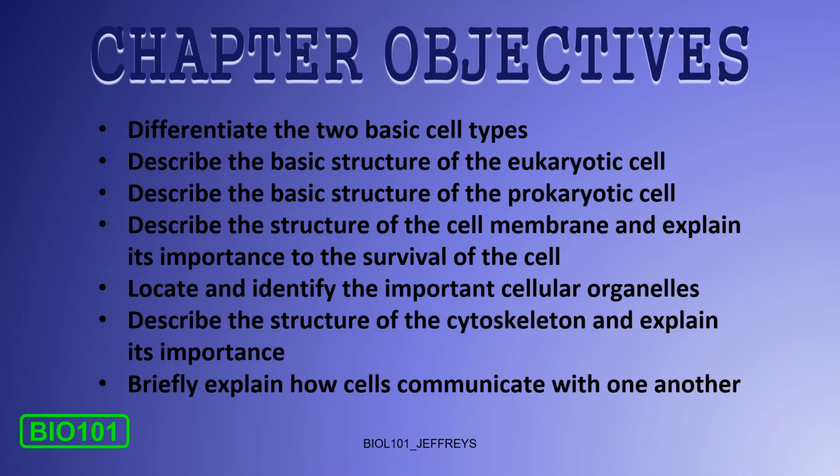So our objectives for this chapter: differentiate the two basic cell types, describe the basic structure of the eukaryotic cell, describe the basic structure of the prokaryotic cell, describe the structure of the cell membrane and explain its importance to the survival of not just the cell but the organism as well. Locate and identify important cellular organelles. Describe the structure of the cytoskeleton and explain its importance, and briefly explain how cells communicate with one another.